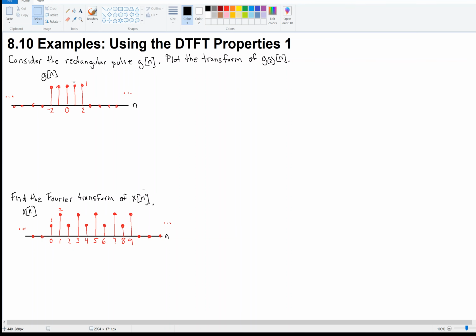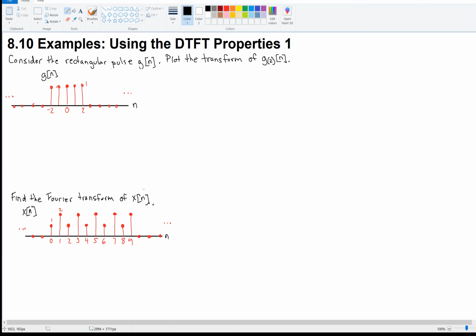In this video, we are going to consider two examples in which we are going to apply the properties of the discrete-time Fourier transform. So, the first example, we've got this signal g of n, and we want to find the Fourier transform. So that's a rectangular pulse. We're going to find the Fourier transform of it expanded by a factor of 2.